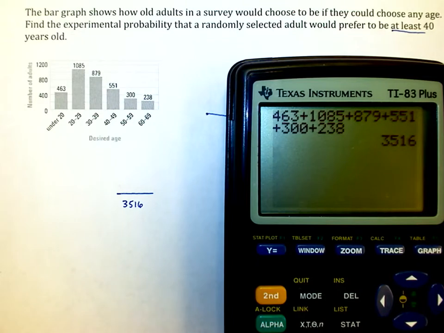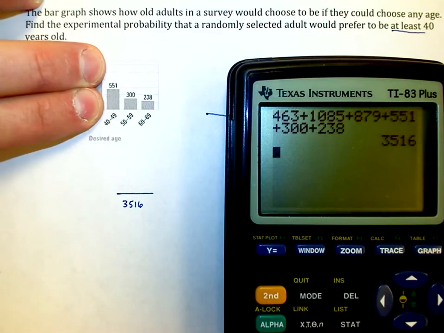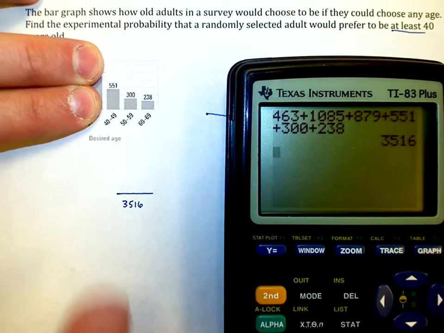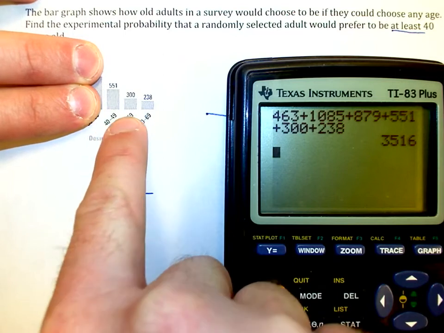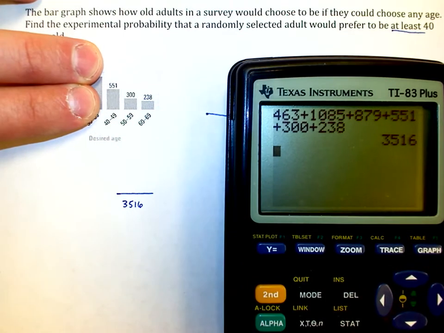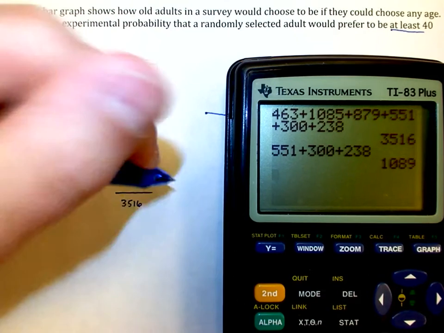Now, how many of those people said that they want to be at least 40 years old? So what I'm doing is I'm looking at the right-hand side of this graph, right? They said they wanted to be at least 40, but so did they, and so did they. So I'm going to add 551 to 300 to 238. That tells me that 1,089 of the people said at least 40 years old, right?